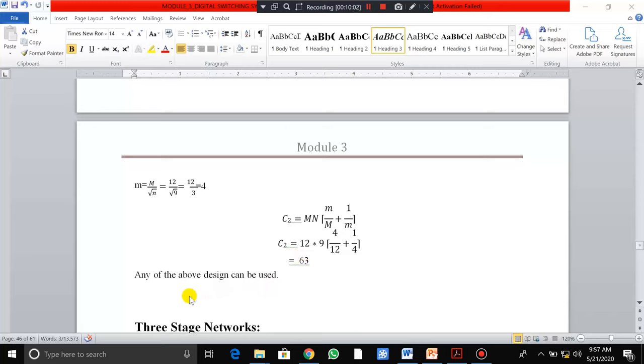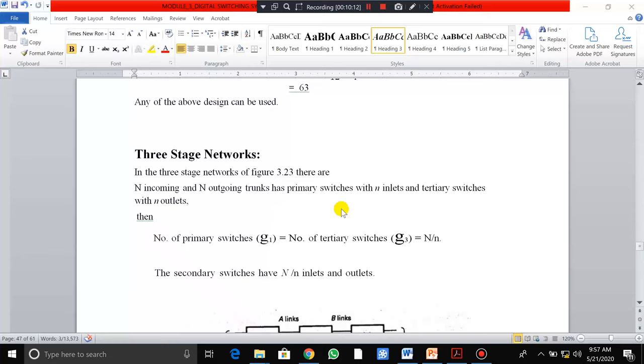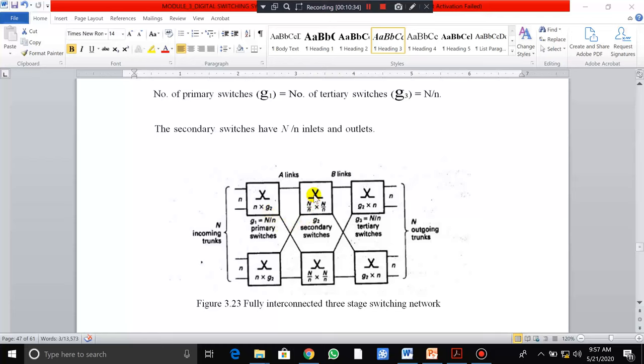Okay, so now let us go with the three-stage network. N incoming trunks, N outgoing trunks, with primary switches having n inlets and tertiary switches having n outlets. The number of primary switches, G1, is equal to the number of tertiary switches, G3, which is equal to N by n. So we have the same diagram which we drew for the three-stage network. You can see n cross G2, this is N by n into N by n, G2 into n.